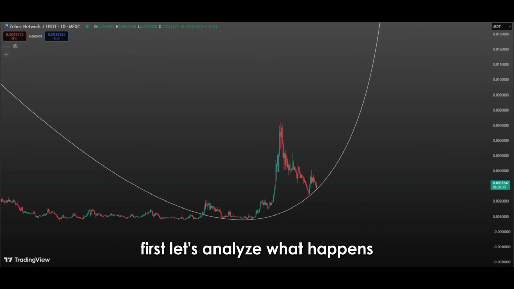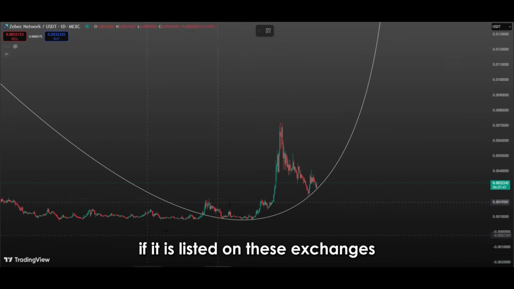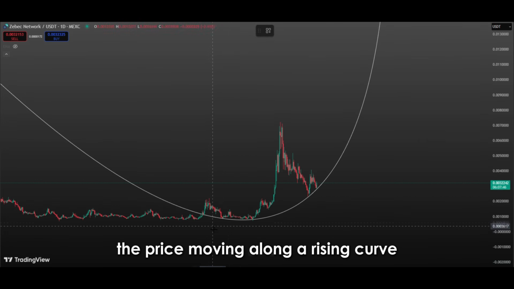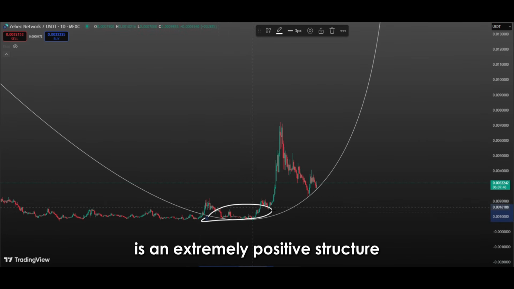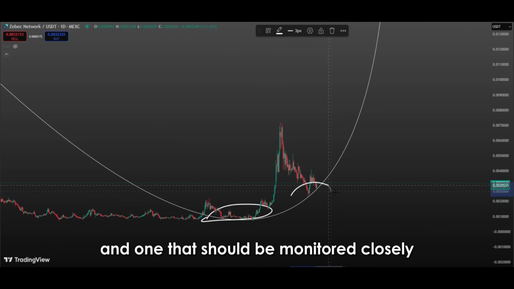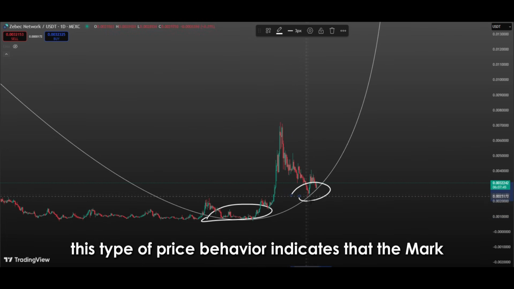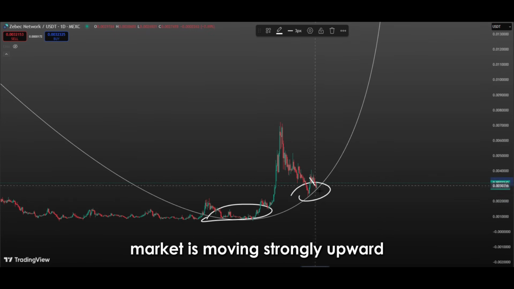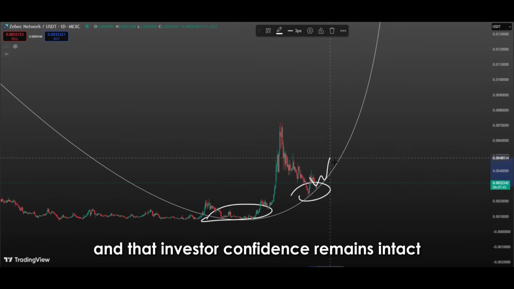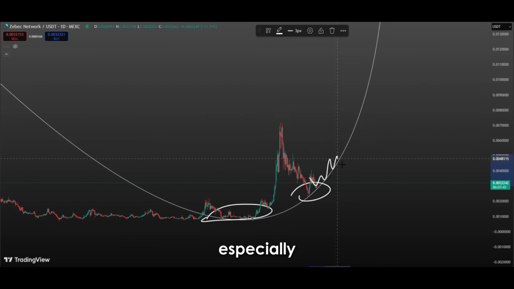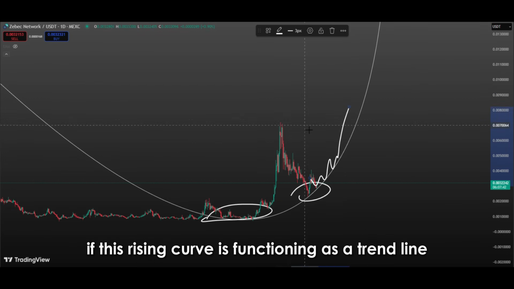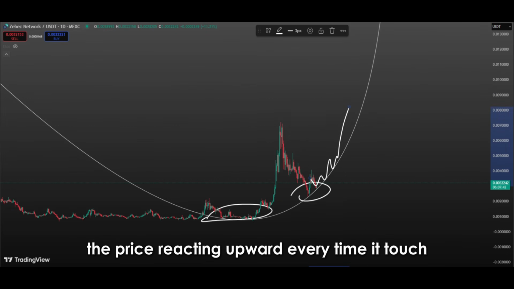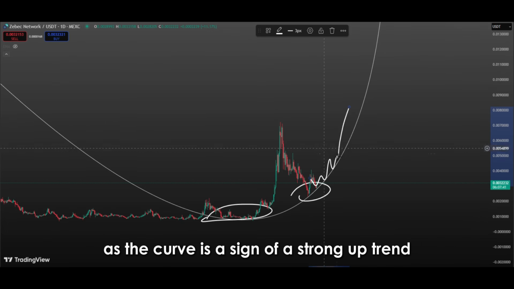First, let's analyze what happens if it is listed on these exchanges. The price moving along a rising curve is an extremely positive structure in technical analysis and one that should be monitored closely. This type of price behavior indicates that the market is moving strongly upward and that investor confidence remains intact. Especially if this rising curve is functioning as a trend line, the price reacting upward every time it touches the curve is a sign of a strong uptrend.